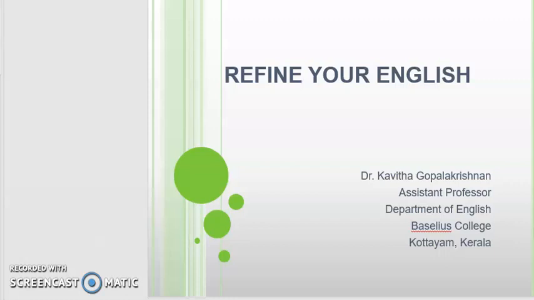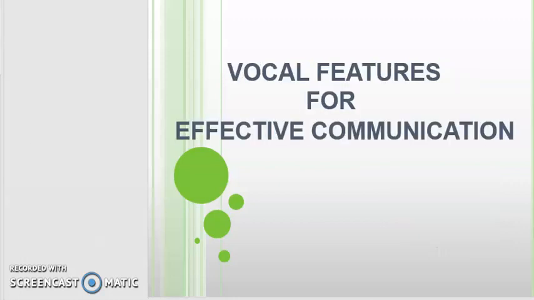Today we're going to see two aspects of communication. One is the vocal features for effective communication. And in the second half, I'll be dealing with some of the most common errors that we commit while understanding, speaking, and writing: homonyms, homophones, and homographs. Moving on to the first part of my session, which is the vocal features of effective communication.